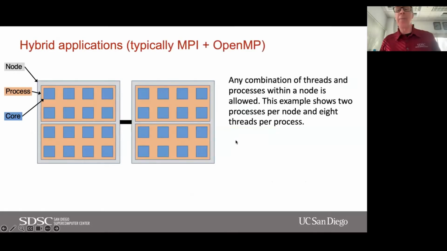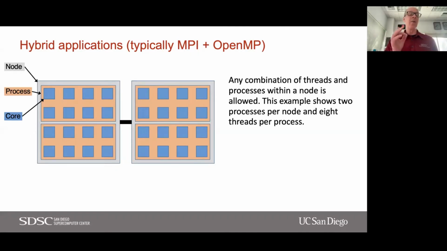Now, hybrid applications is where we mix processes and threads. And this is going to be really, really important for a lot of you who are using existing third-party parallel applications. So any combination of threads and processes within a node is allowed. So here we see an example where we have two processes per node, those larger orange rectangles. But we have 16 threads, and we have 8 threads within each process.